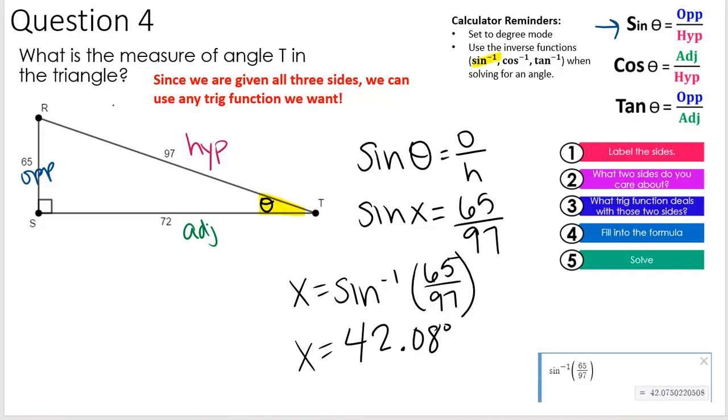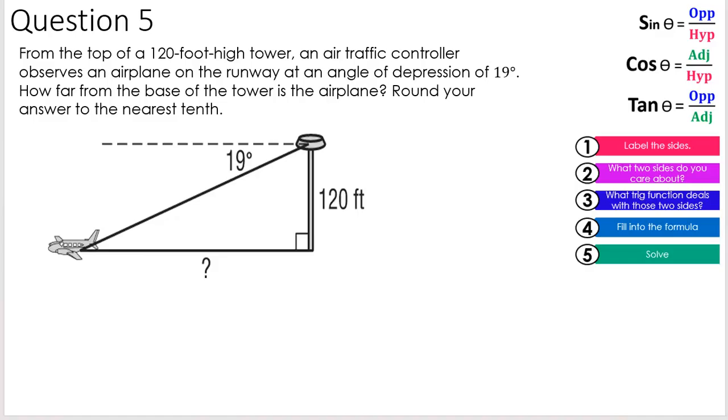Okay, let's go take a look at question 5. From the top of a 120-foot high tower, an air traffic control observes an airplane on the runway at an angle of depression of 19 degrees. How far from the base of the tower is the airplane? Round your answer to the nearest tenth. Okay, so that's big right there, right? We want to round it to the nearest tenth.